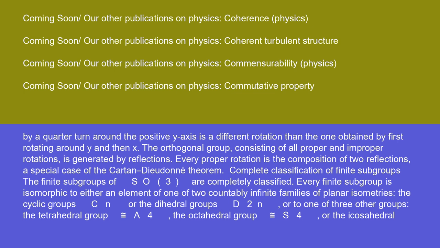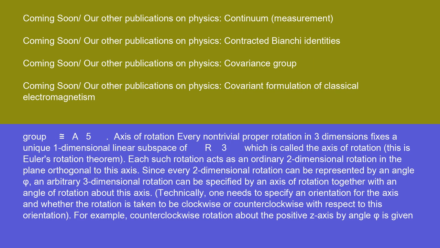Every finite subgroup is isomorphic to either an element of one of two countably infinite families of planar isometries, the cyclic group C_N or the dihedral groups D_2N, or to one of three other groups: the tetrahedral group, which is approximately equal to A4, the octahedral group, which is approximately equal to S4, or the icosahedral group, which is approximately equal to A5.